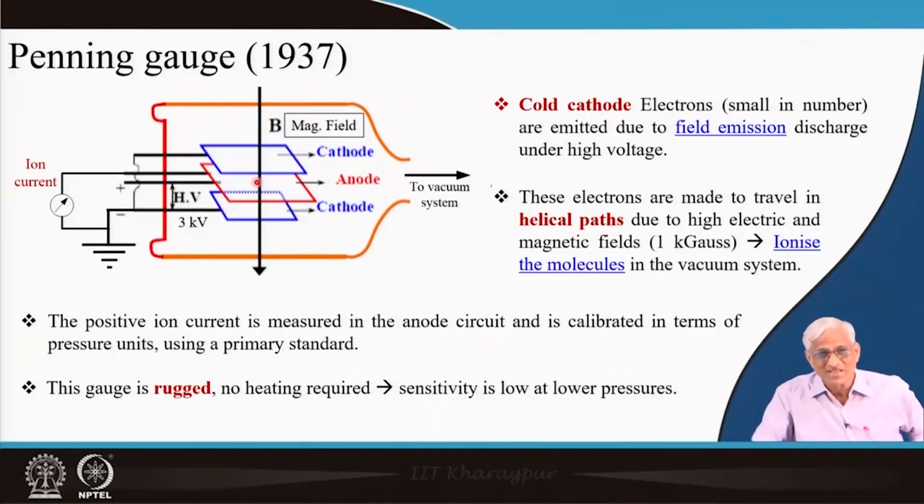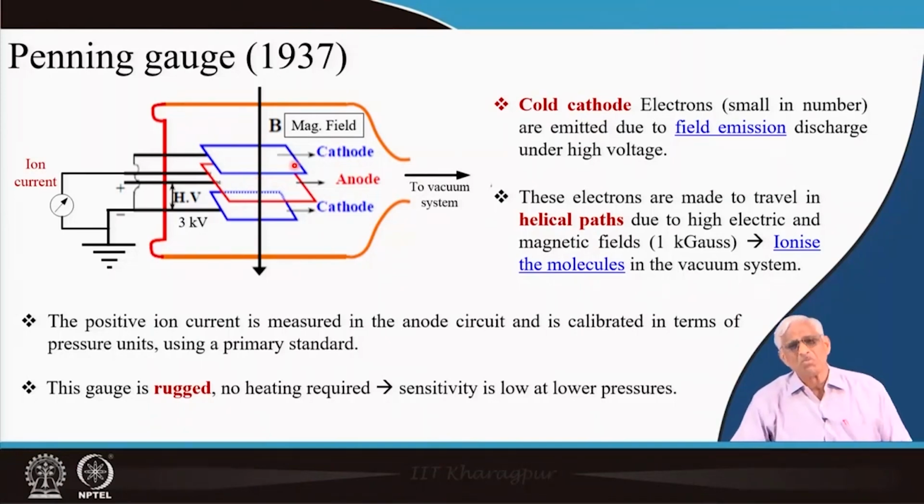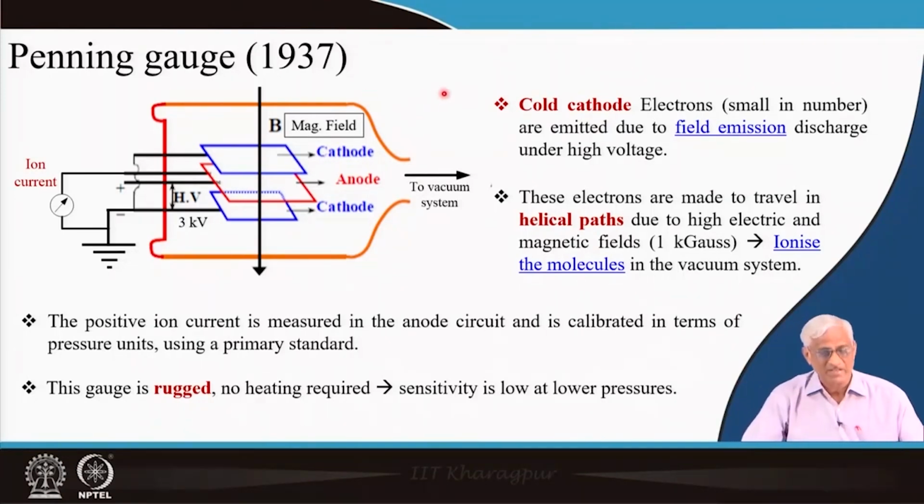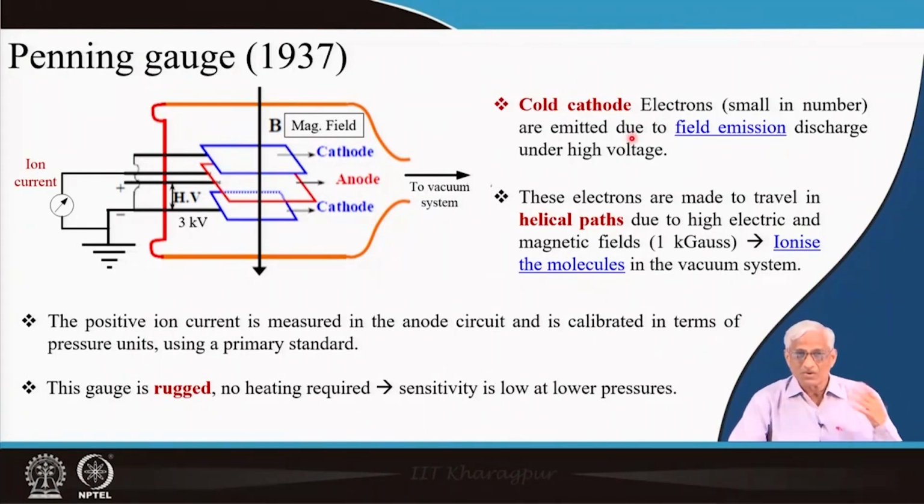So, you can use this ionization in a magnetic field, confining electrons coming from field emission without any hot filament. All of that is coupled, and Penning made this discovery, and it is very popular today after almost 80 years. Even today it is a very important gauge. Most of the Indian industries manufacture this Pirani gauge and Penning gauge to measure low vacuum and high vacuum.